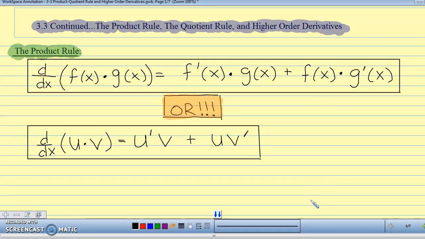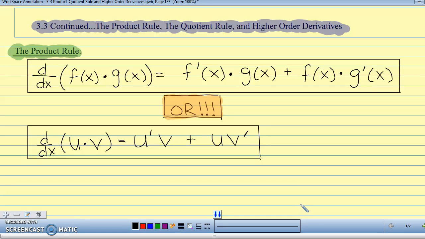3.3 continued. The product rule, the quotient rule, and higher order derivatives. So in my last video, you wrote down the sum and difference rule, which simply states that if you have a sum of two functions and you are taking the derivative of those two functions, then all it is is the derivative of each function individually. The same thing goes if it's a difference of two functions. The derivative is still just the derivative of each function individually.